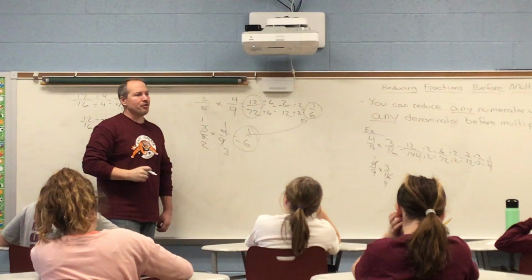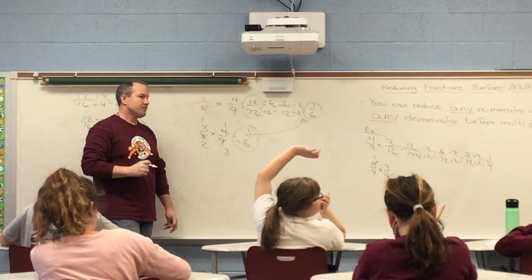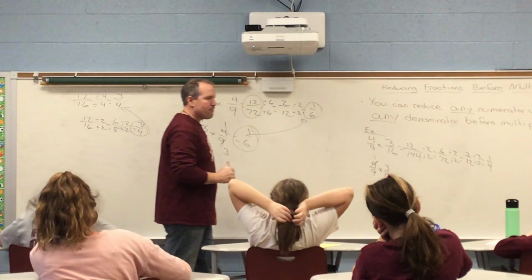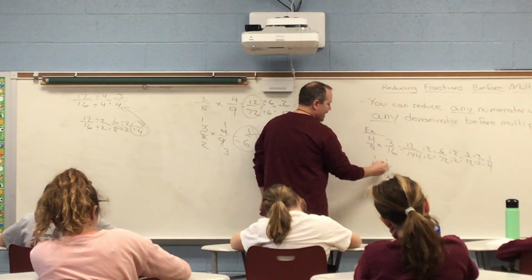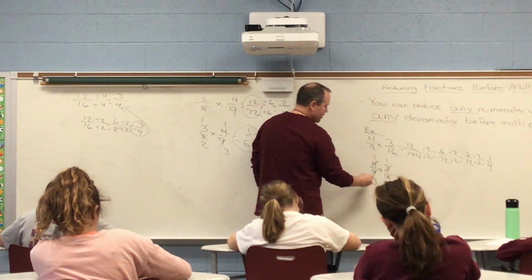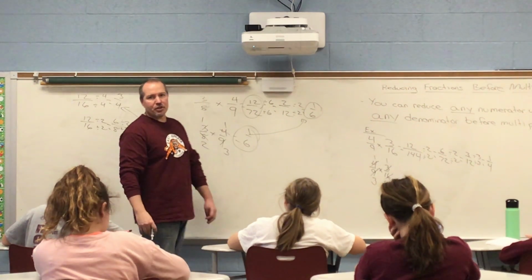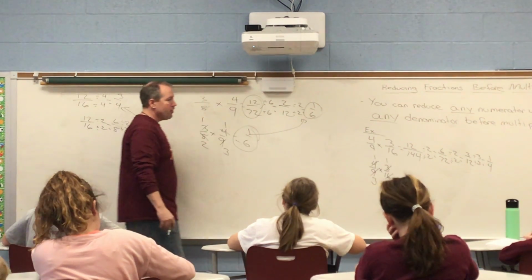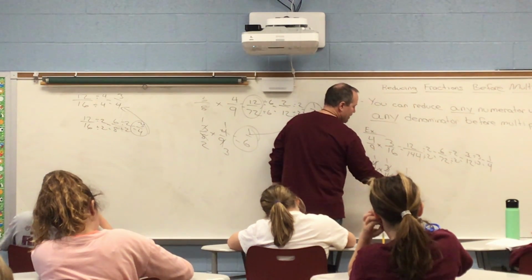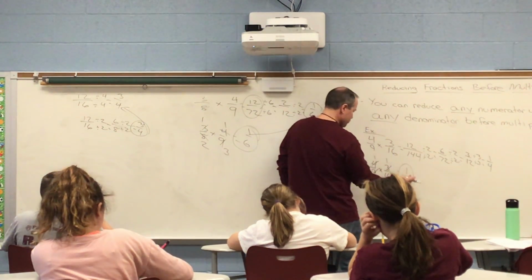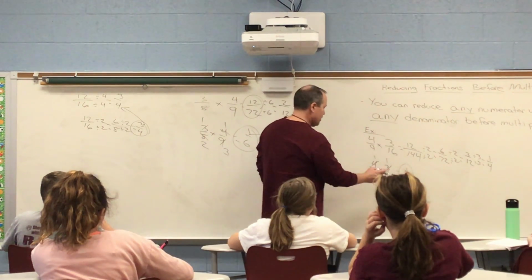Is there anything else we can reduce? Hayden? We can divide them both by? 3 divided by 3 is? 9 divided by 3 is? Is there anything else we can reduce? Nope. So now we multiply. Top times top gives me 1. Bottom times bottom gives me 12. Which, ooh. What? Yeah, exactly.